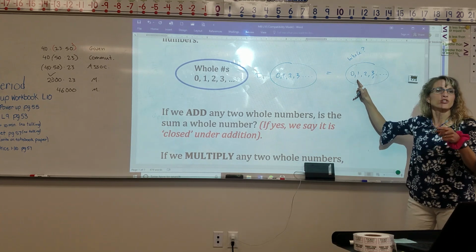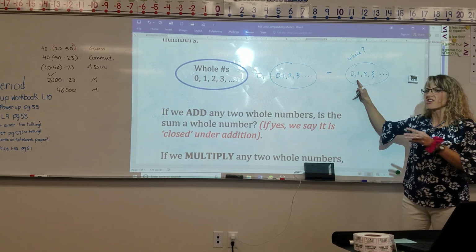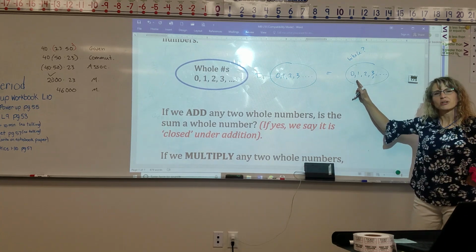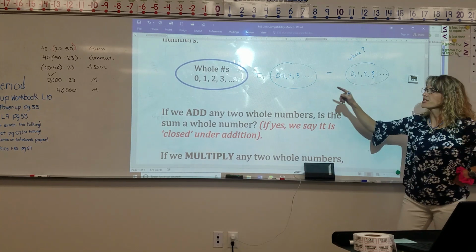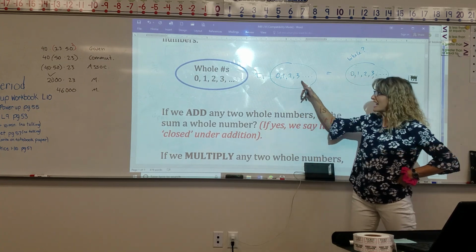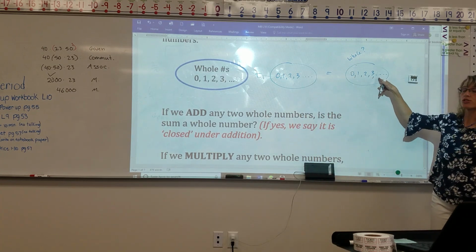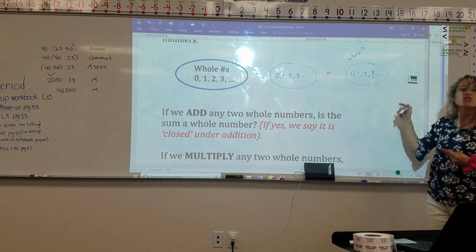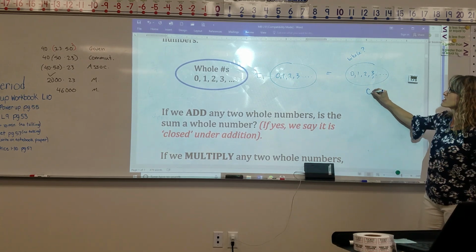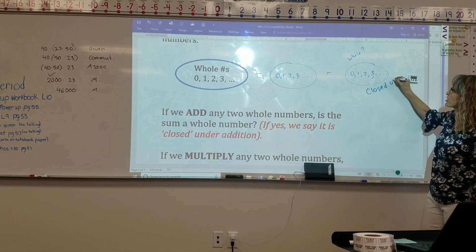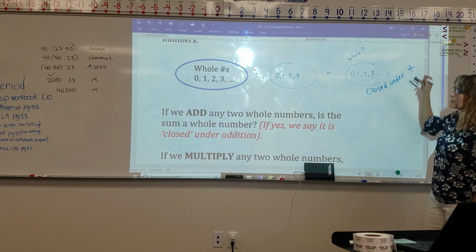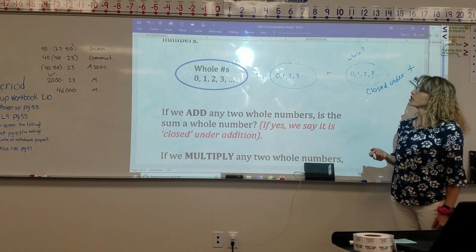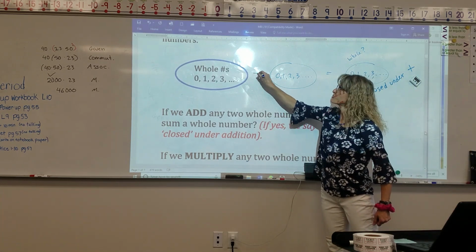Okay, that's the test. So you just have to test a few. And if you can think of any cases that it's not, then you've disproved it. But I can't think of any that would. Every single number here, if I added it to any number here, it's going to be in this whole number set. Even 10 plus 10, it's 20. Well, that's in this set. So if that's true, we say it's closed under addition. What do we say, class? Get ready? Closed under addition. Good. Closed under addition.